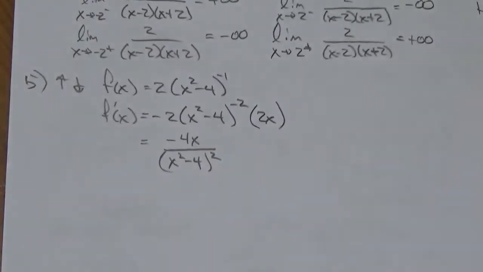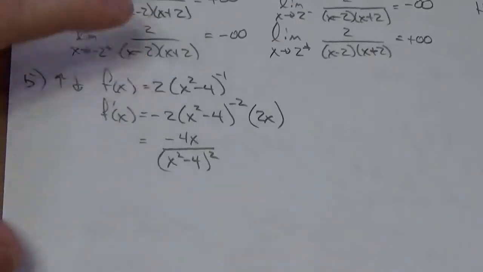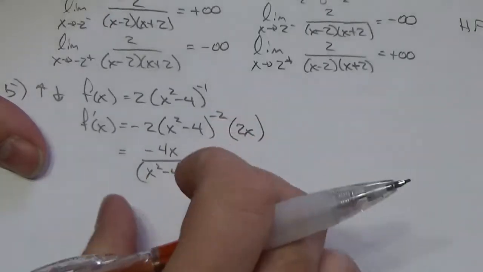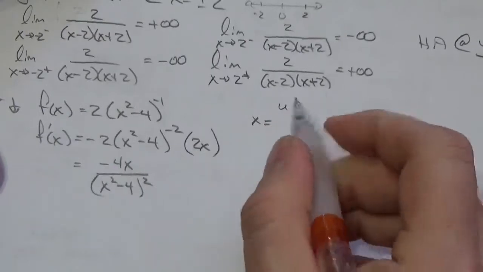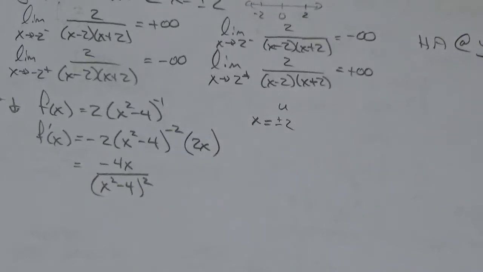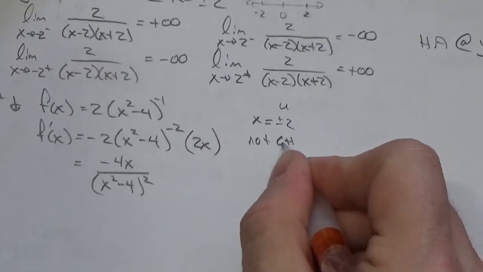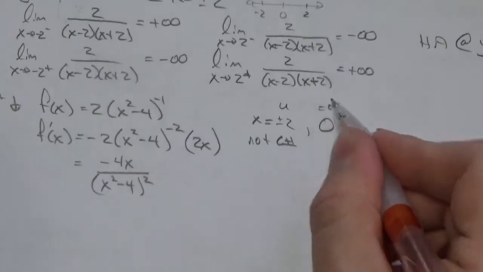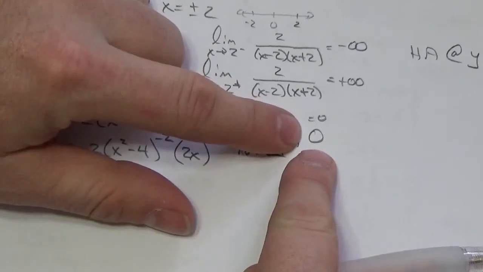I am interested in where this function is 0 or undefined in the domain of the function, because those are my critical values here. Now, this is undefined at positive and negative 2. However, the original function was also undefined there, so those don't count as critical numbers. But the whole thing is equal to 0 when x is equal to 0. So that will be a critical number here. This is the only one that qualifies as a possible max or min.